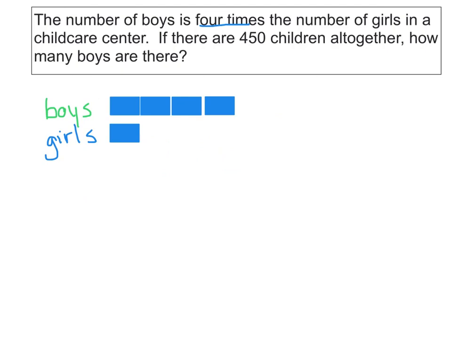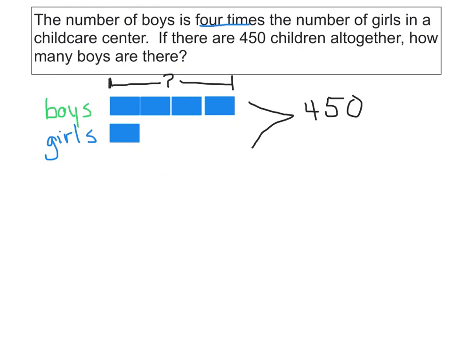The boys have 4 times as many as the girls, so I'll go back up to the next sentence in the story. If there are 450 children altogether, so I need to draw the amount that there is in all. There are 450 altogether. I want to know how many boys are there. So I want to know what is this amount.